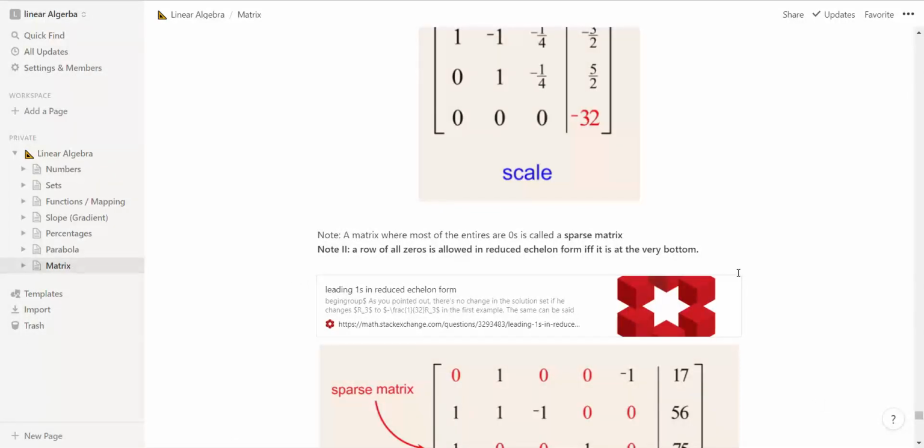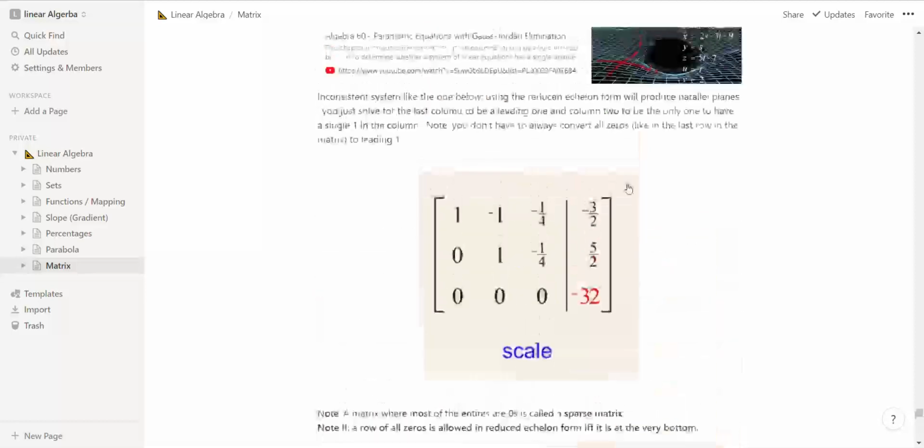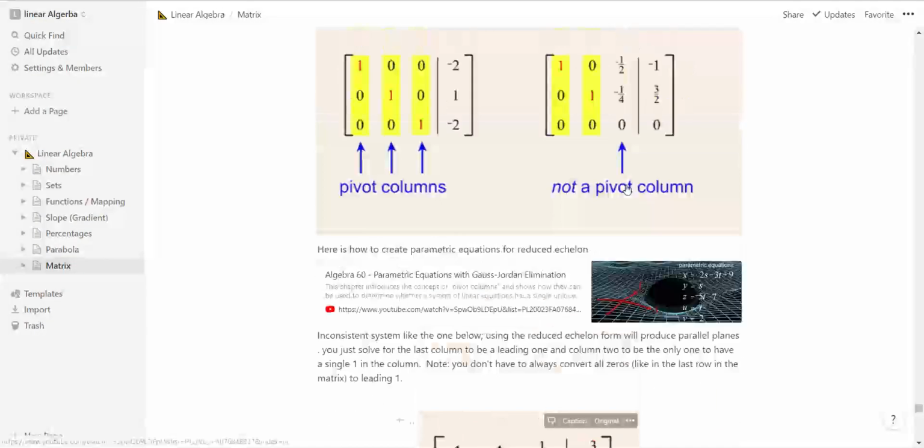Alright, so in the last video, we've seen how the reduced echelon form works: each row has to have a leading one, and each column with a leading one has to have that one as the only non-zero scalar in the column.